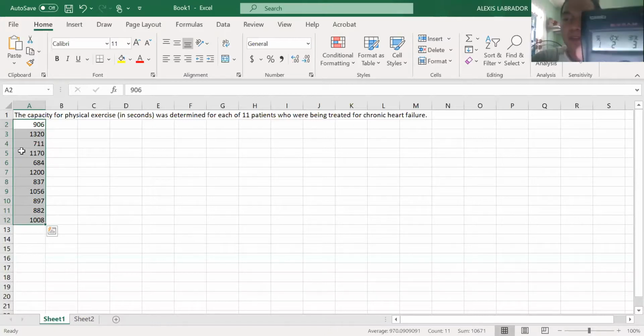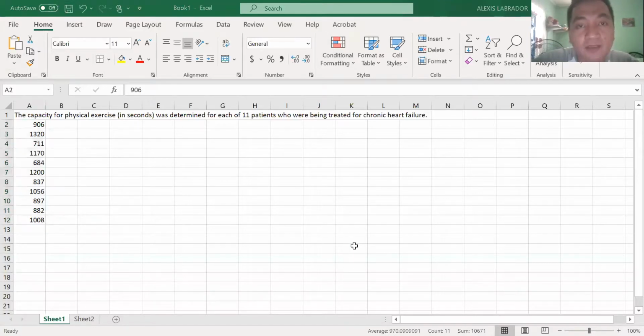Okay, ulitin natin. I'm going to exit the screen share para mas makita natin. So, after ma-record lahat ng data sa calculator, press mo yung shift, tapos press mo yung number 2. Pagka-press ng shift 2, lalabas yan.